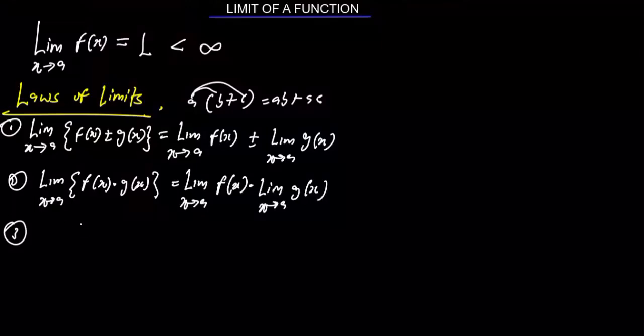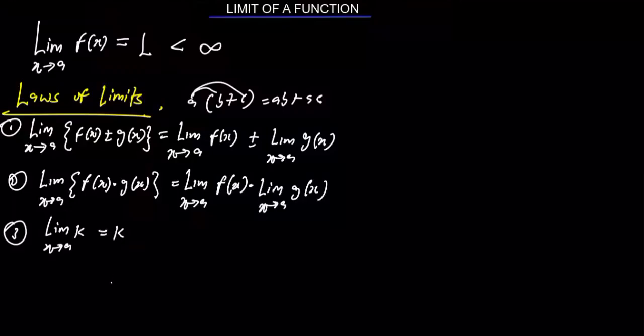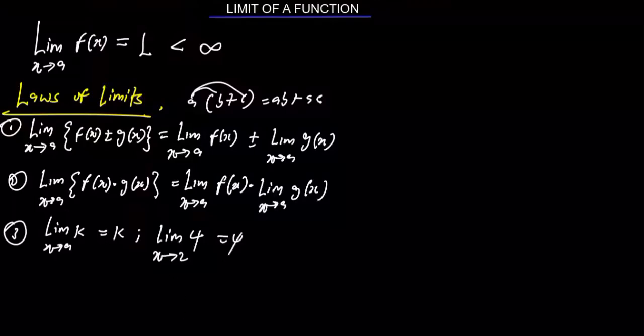Also, next one. If I have the limit as x tends to a, but what I'm not having here is a function of a, it's just a constant k. Your answer is equal to k. Let me give you the visual example. For example, I say limit as x tends to 2, you now have something like 4. What will be your answer? Your answer is still equal to 4 because you don't have any x here at all.